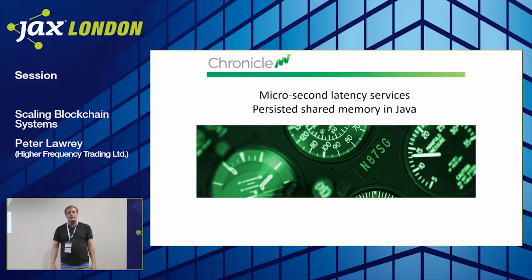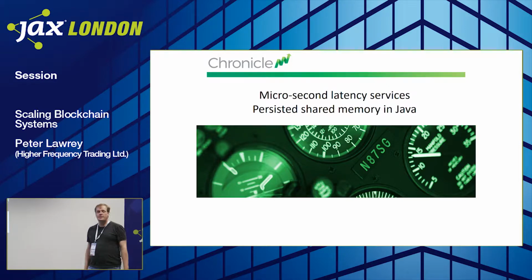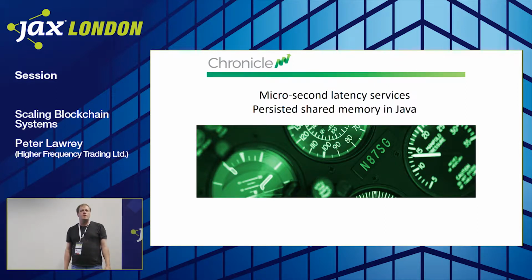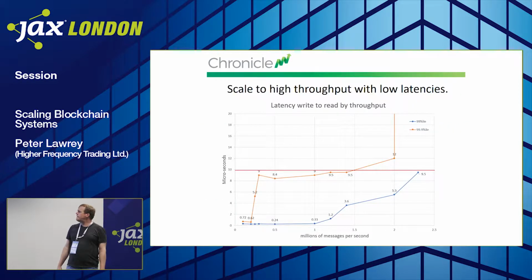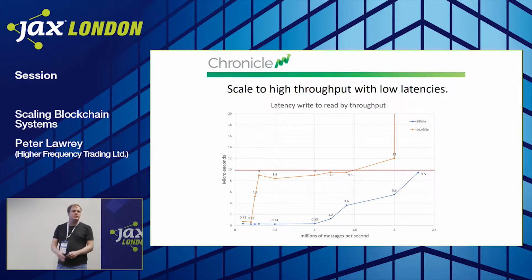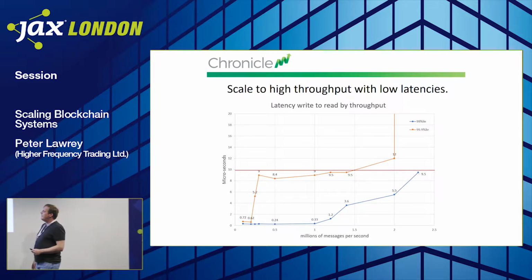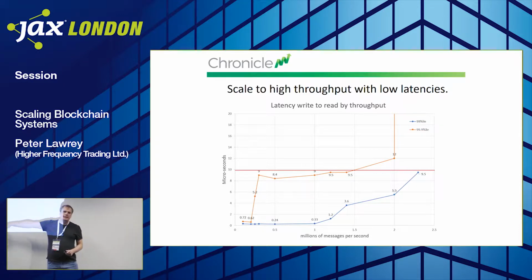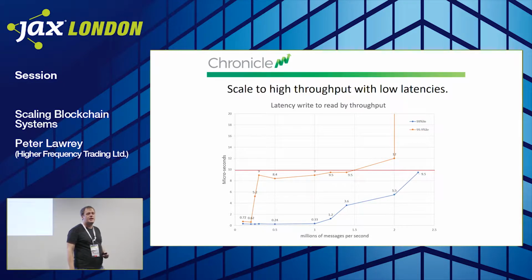Our background in Chronicle Software is in microsecond latency services, typically 1 to 2 digits of microseconds latency in Java. One of the key elements of these systems is usually persisted shared memory. The latencies we tend to work with can be sub-microsecond, even up to 1 million messages per second, and all this in pure Java.